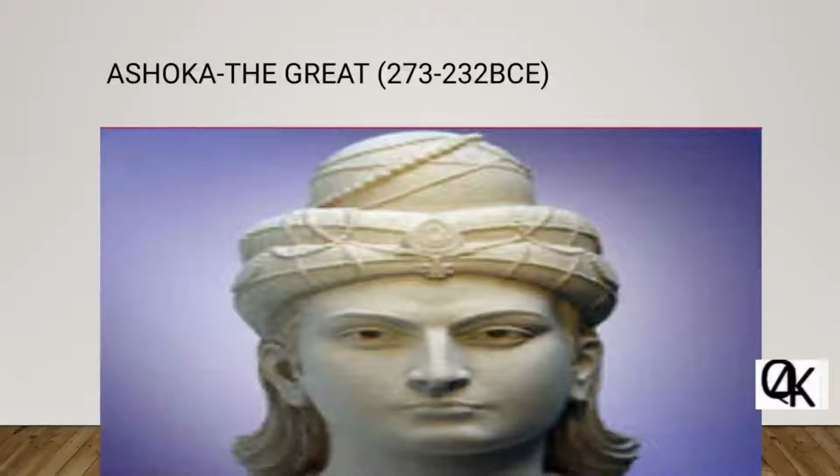He came to power in 273 BCE, but his coronation was celebrated in 269 BCE. The history from 273 to 269 BCE is not clear. History believes that during this period there was a struggle for succession between Ashoka and his 100 brothers.